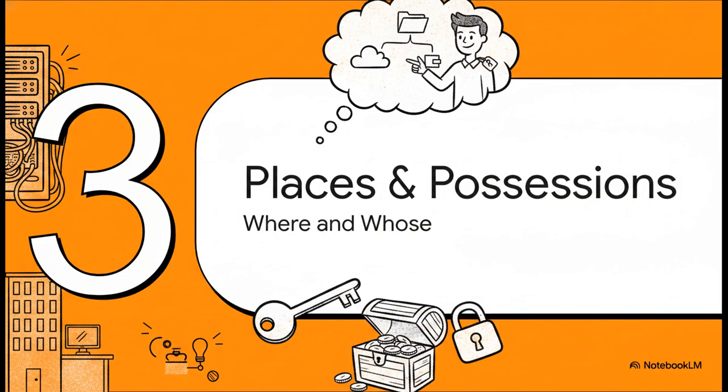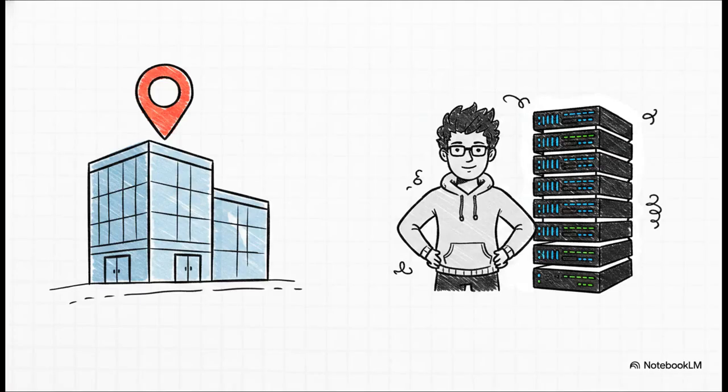Up next is Section 3, Places and Possessions. We're looking at where and whose. Because, let's face it, in the real world, our IT leader doesn't just talk about people and software. They also need to describe locations, like server rooms, and who owns what. By adding where for places and whose for possession, you immediately expand your ability to describe complex professional relationships.